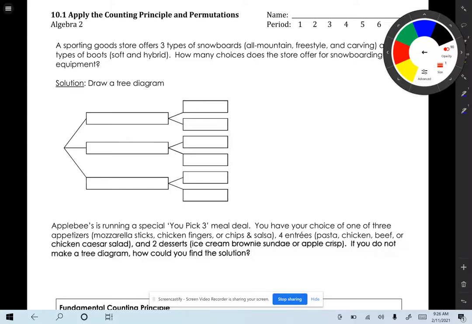Hello, Algebra 2 students. Today we will start our unit on probability. We will be doing 10.1 notes, apply the counting principle and permutations.